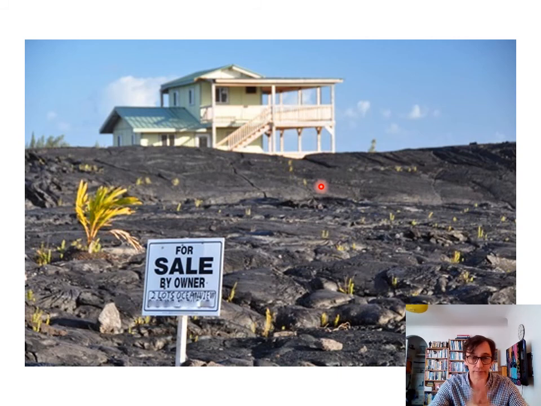Last slide. So here's a lava flow, and someone's property for sale by the owner. Large, you can see a basaltic lava flow. This one is on Hawaii, and yeah, he's given up. He's not going to live here anymore. This person is trying to sell their house. Let's get out of there.